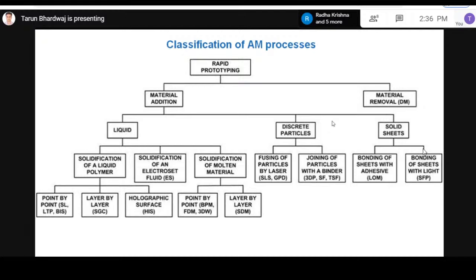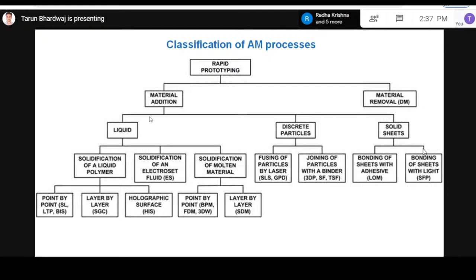And for solid sheets, these are not now used, such as the LOM process and SFP process, because they are quite expensive processes. Bonding a sheet with adhesive is quite difficult. If we have a sheet, we bond it with adhesive and then add another sheet, again bonded by adhesive. It is quite difficult to bond sheets again and again, and we are also not getting accuracy in them.